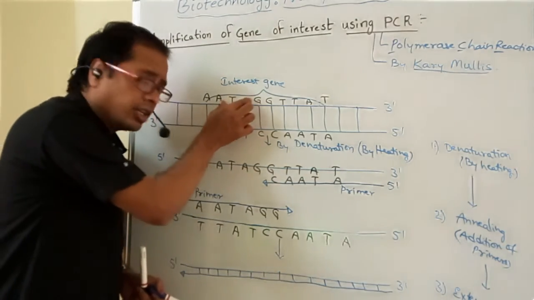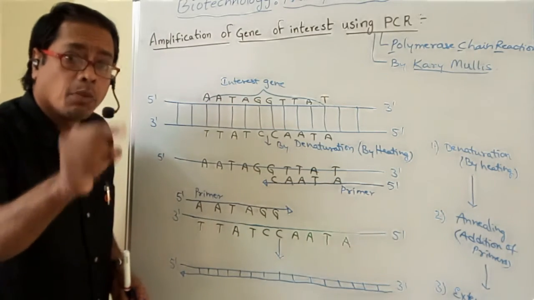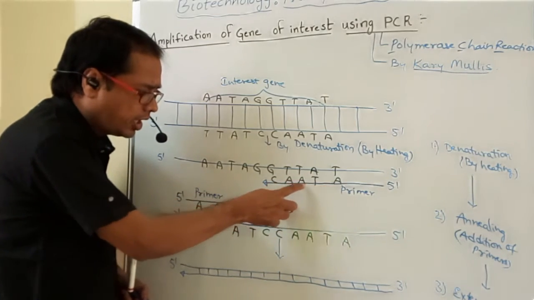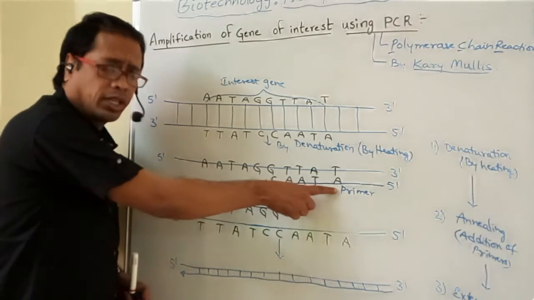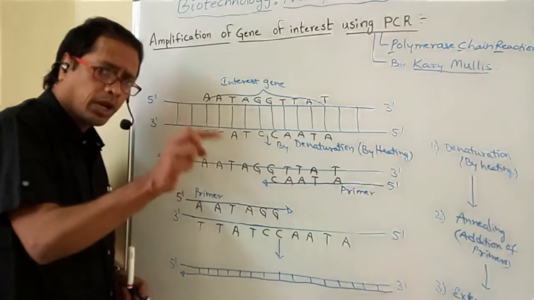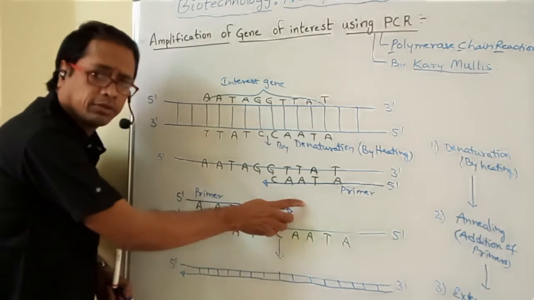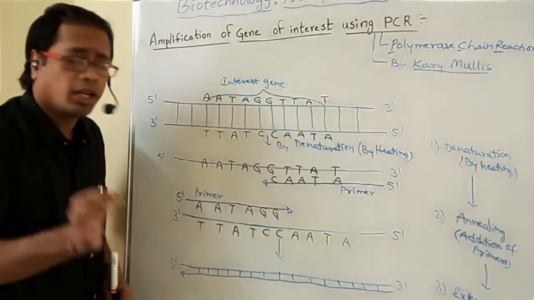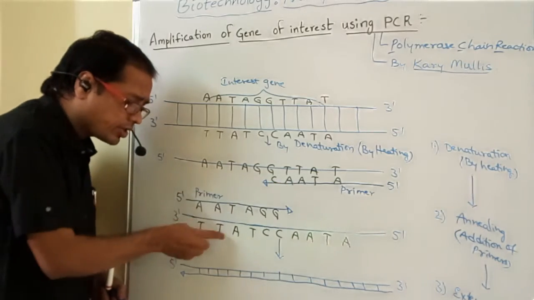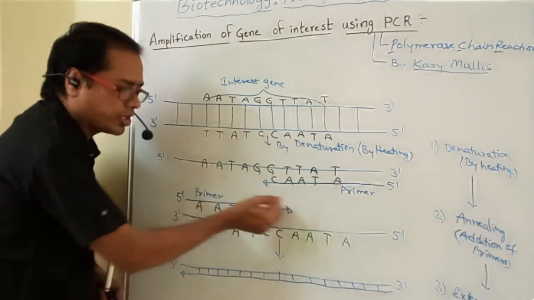So if the desired gene sequence is known, can you expect the primer sequence? Yes, this would be the primer sequence. A, T, A, A, C. One primer sequence: A, T, A, A, C from 5 to 3. Another primer sequence: A, T, A, G, G from 5 to 3. So if we know the desired gene sequence, can you expect the primer sequence? Yes. Okay. This is the new DNA strand.